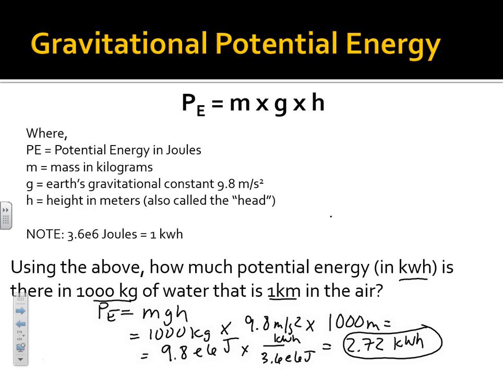So a metric ton. If you have a metric ton at the top of something a kilometer high, and that 1,000 kilograms of water falls to the ground, it would have a kinetic energy, if all of the potential energy were converted to kinetic energy, which it wouldn't be, there would be some loss. So all of that would be 2.72 kilowatt hours. If you could harness all of that kinetic energy, you would have 2.72 kilowatt hours.